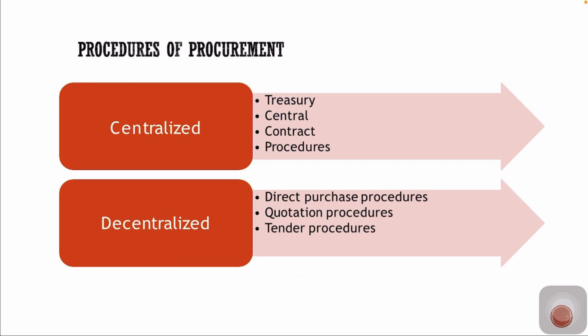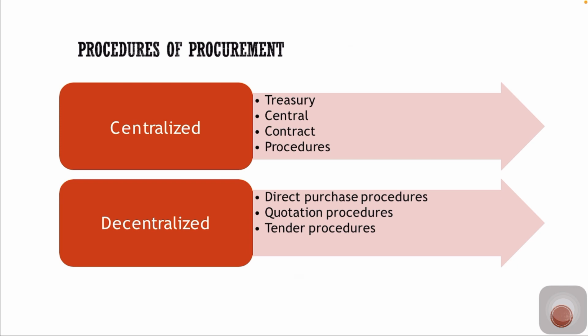Kita ada centralized and also kita ada decentralized. So centralized ni kita katakan dengan berpusat, ataupun kita kata dengan internal. Kalau untuk centralized ni, dia kena melalui treasury, central, and ada contract, and also ada prosedur dia. So untuk decentralized, tidak berpusat ataupun kita kata secara eksternal.